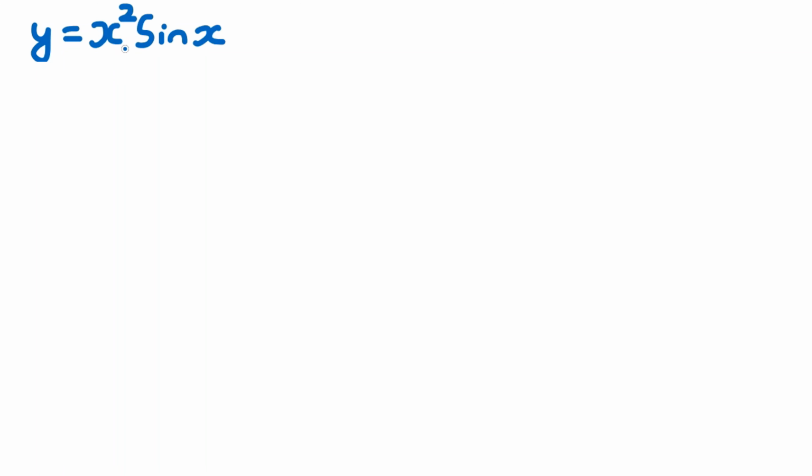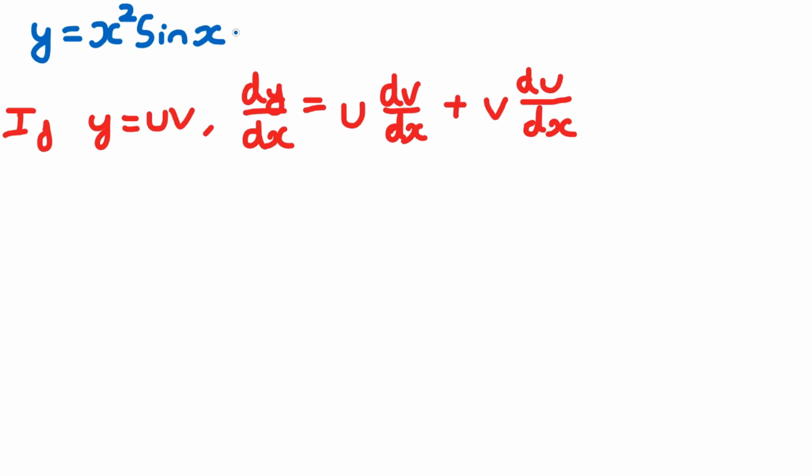So let's say that y is equal to x squared sin of x. So we have two terms that are multiplied together and we want to differentiate this whole thing here. And we can do this using the product rule. So the product rule is that if y is equal to uv, then dy over dx is equal to u and then dv over dx plus v and then du over dx.